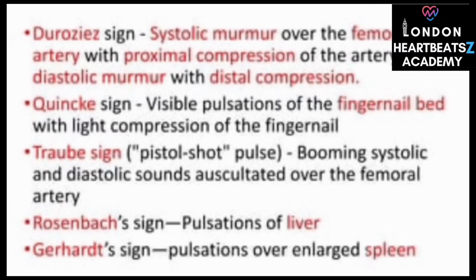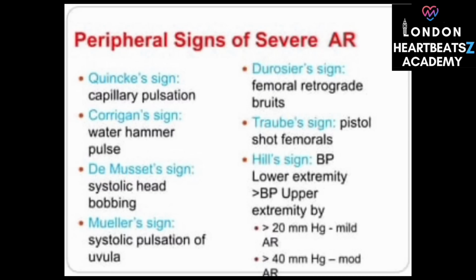We might even see visible signs like head bobbing with each heartbeat. And we can sometimes see the blanching and flushing of the fingernails with each heartbeat, called capillary pulsations. So many different signs. What about the heart itself? The apical impulse is often shifted downward and to the left, because of that enlarged ventricle.